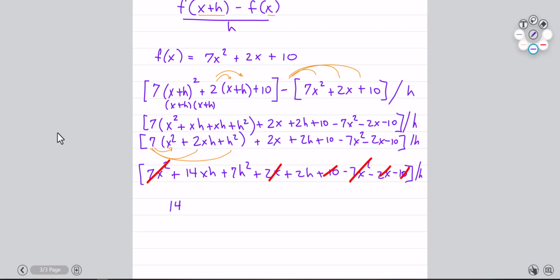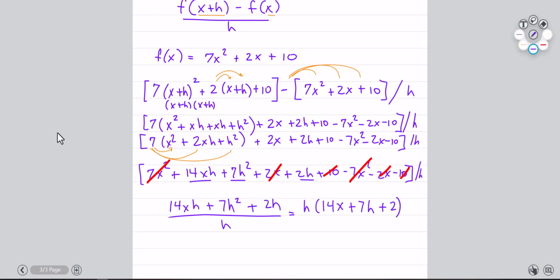So now I have 14xh plus 7h squared, so I'm just bringing these down, plus 2h, and then all of this is over h. This is the reason that I say everything with an h will cancel. On the top, I can actually factor out an h, 7h squared, so only one h is coming out, and then 2, all over h. Because when you factor out the h, you will be able to cancel it, and then that will be your final answer, 14x plus 7h plus 2.